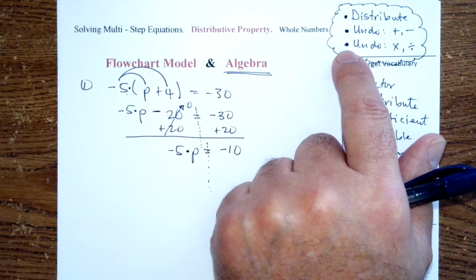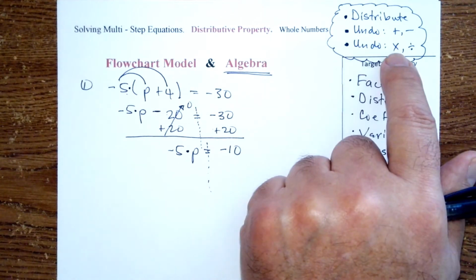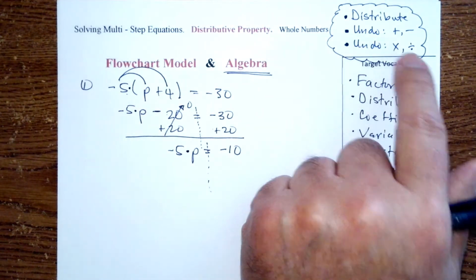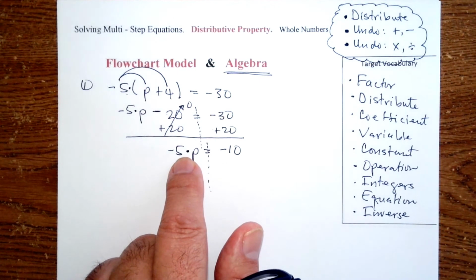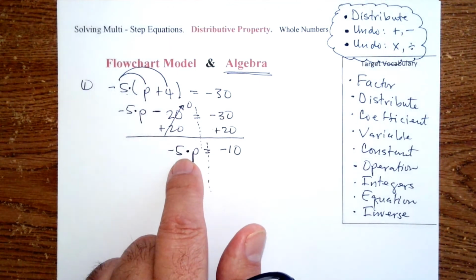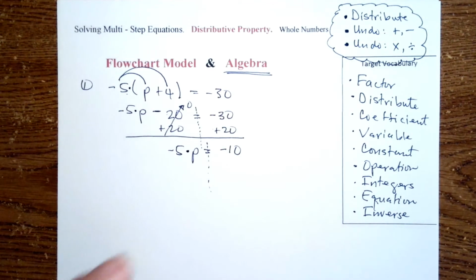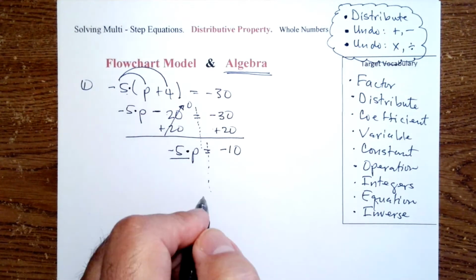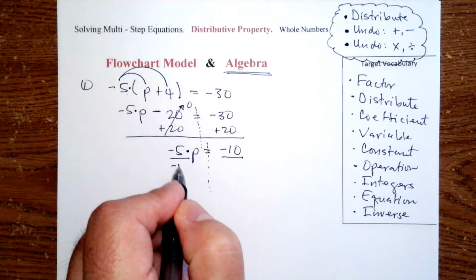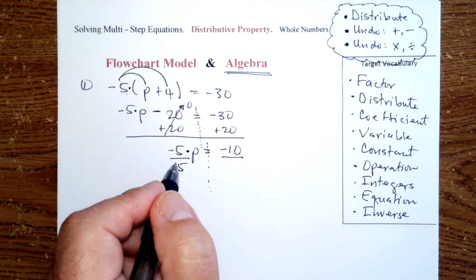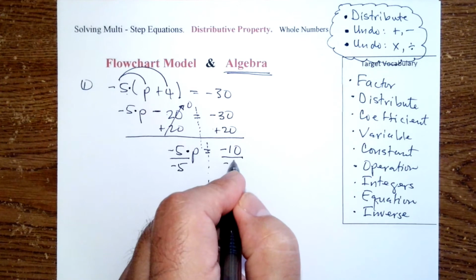What do I check for now? I need to undo the multiplication or division. And again, coming back over here, that negative 5 is multiplying the p. The opposite of multiplication is? Correct. Division. I'm going to divide both sides by negative 5. Whatever you do on the left, you will do the same on the right.